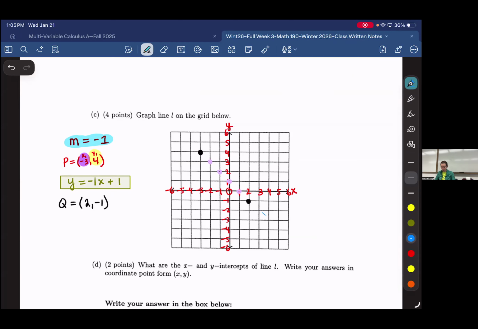Now we're just going to connect the dots. Draw our arrows at the end of our line because lines go on forever. Label our line, y is equal to -1x plus 1. And this is our line L, right? It says graph line L. And that's it. That would yield you full credit for the graphing portion.